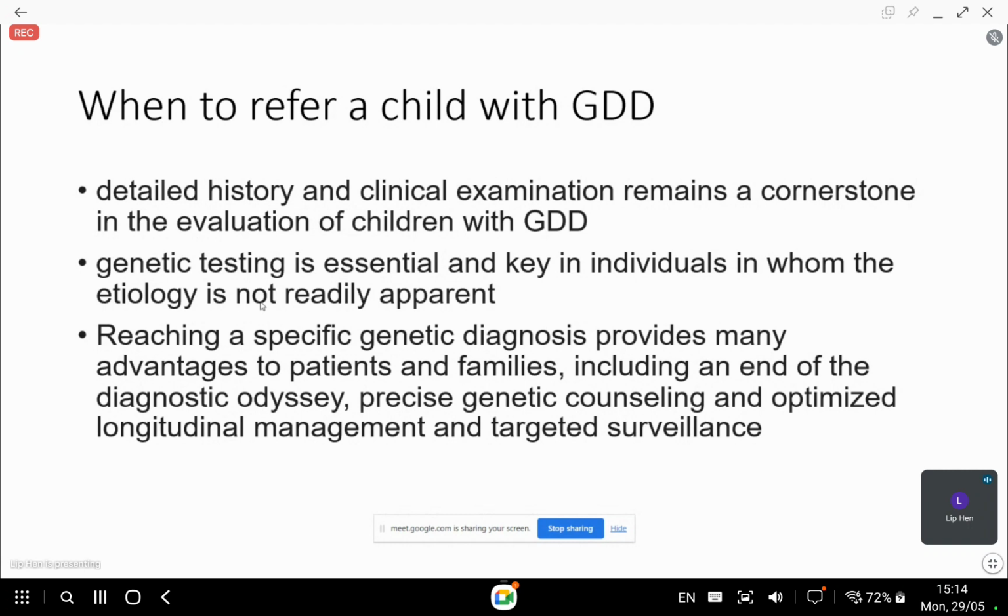please refer. Reaching a specific genetic diagnosis provides many advantages to patients and families, including an end of the diagnostic odyssey. And this can enable us to give precise genetic counseling and optimize longitudinal management and targeted surveillance.